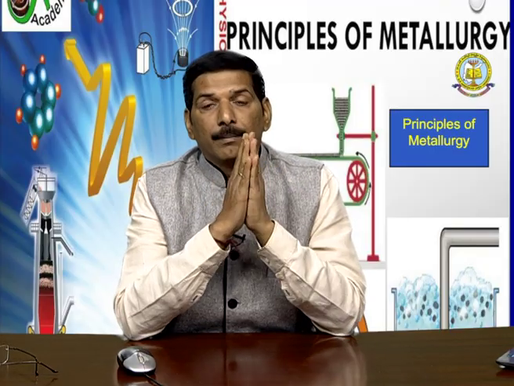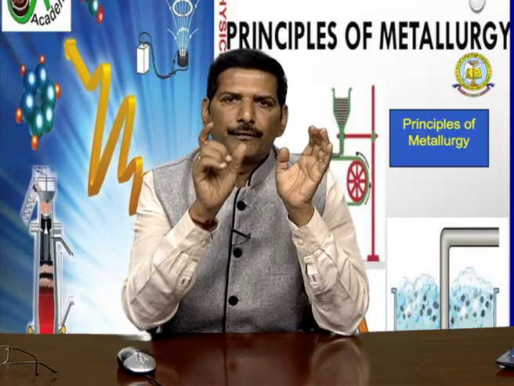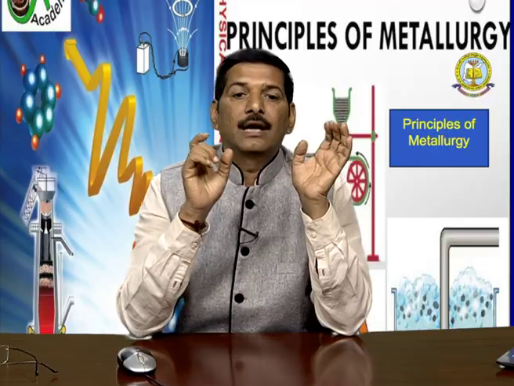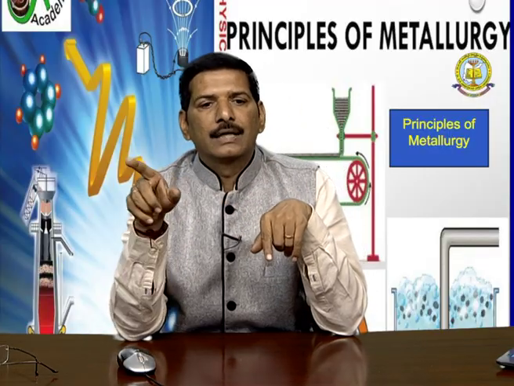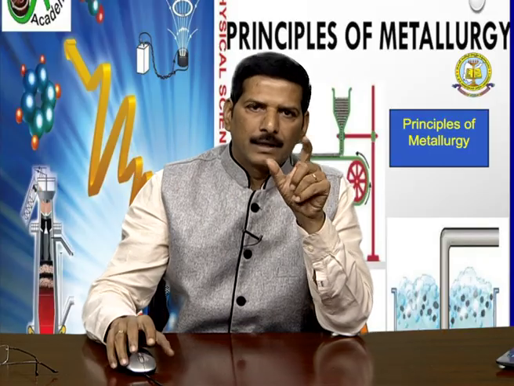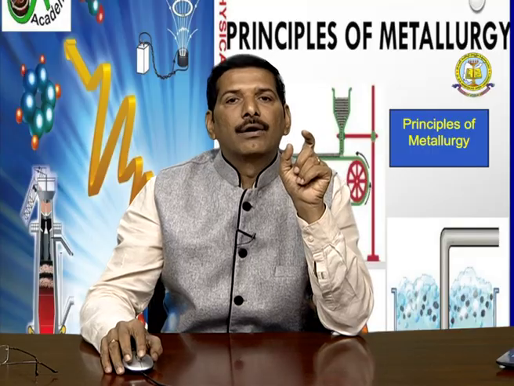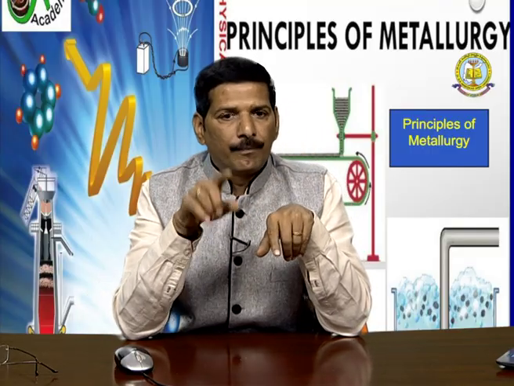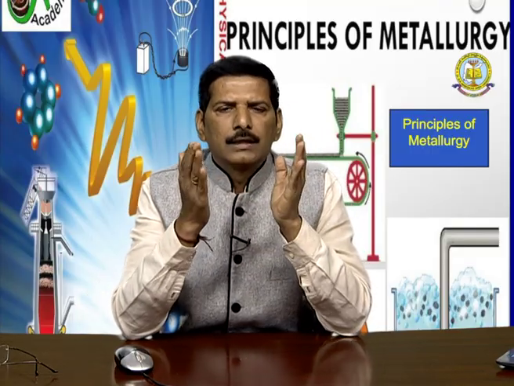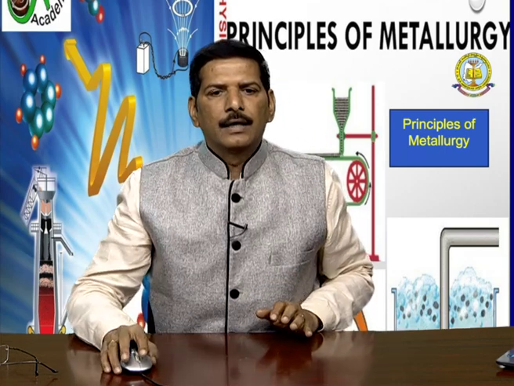A solution of the metal salt is taken together, and on electrolysis, the pure metal is deposited on the cathode and the impurities are collected at the bottom of the cell. This collection is called anode mud. So, this is the electrolysis method. From this method, we will get one hundred percent pure metal deposited on the cathode.